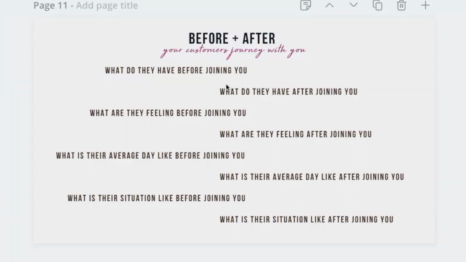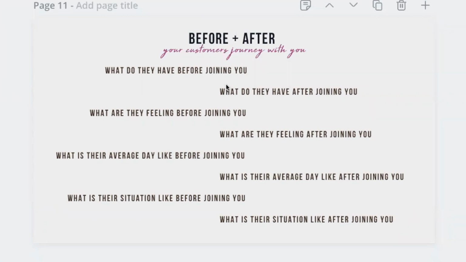So what do they feel before joining you? What do they feel after joining you, after you give them that result? What is their average day like before? Write it down. Does anything change for their average day after joining you? Is it simple now? They have easy nutrition. What is their situation like after? Whether you're targeting products or finances, obviously make it your own. Their situation's going to look way different if they join you for the compensation plan. Is this helping you see?